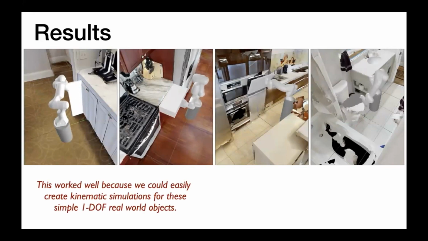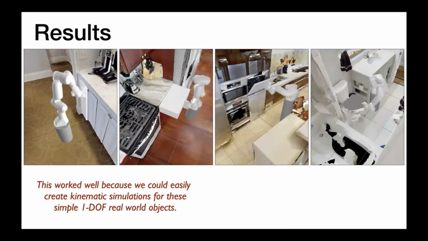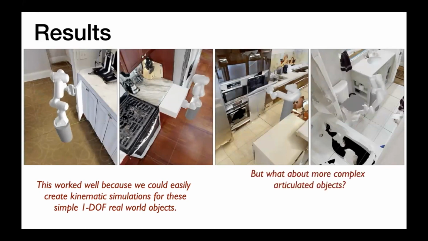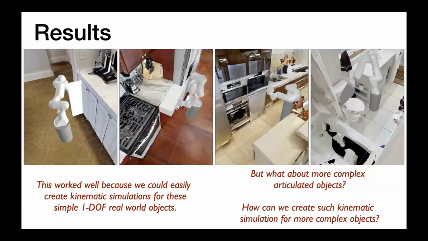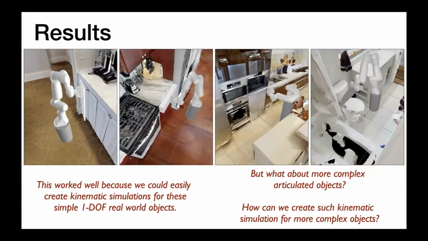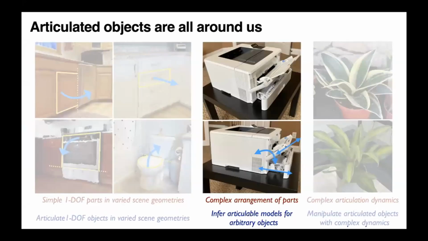Now, this worked well because we could easily create kinematic simulations for simple one-off objects in real-world scenes, right? If you wanted to do the same thing for more complex objects, that's not quite straightforward because we don't have an easy way of creating these kinds of kinematic simulations for more complex objects. And that's what I'll tell you next, which is how can we create kinematic simulations for complex objects and such. So that brings me to the second part of this talk.